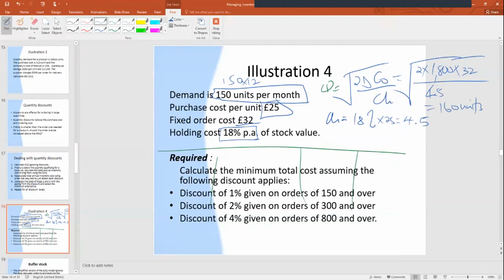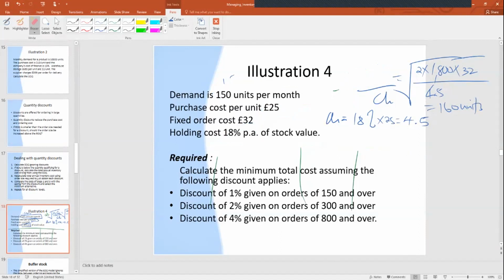Now, let's go back to the case question, okay? The question here has discount. So, therefore, we do not expect that the Q proposed by the EOQ will be the optimal. But that's just the analysis, okay? We don't expect that the Q proposed by the EOQ will be optimal. Why? Because one of the assumptions of the EOQ has not been upheld in this particular case, okay?